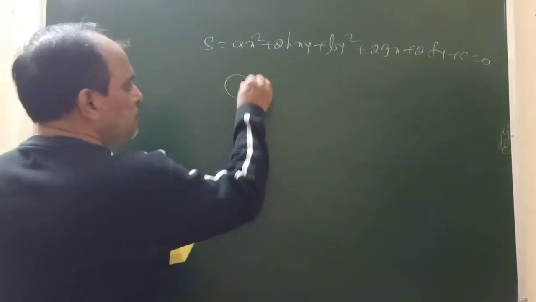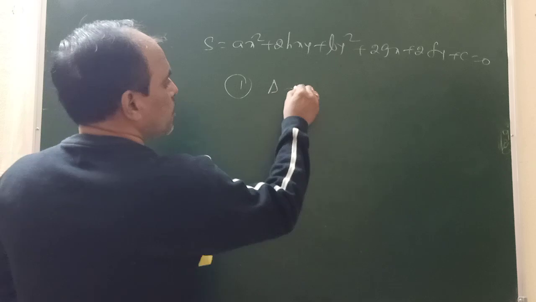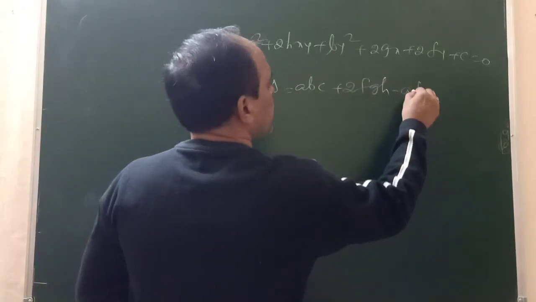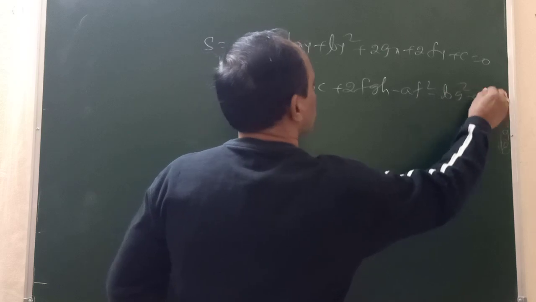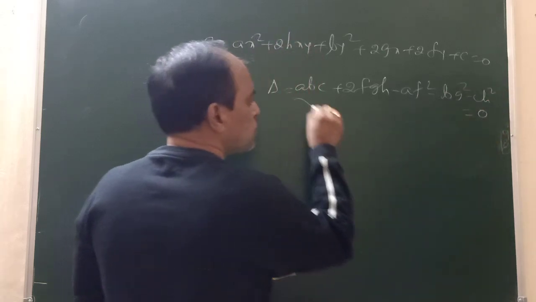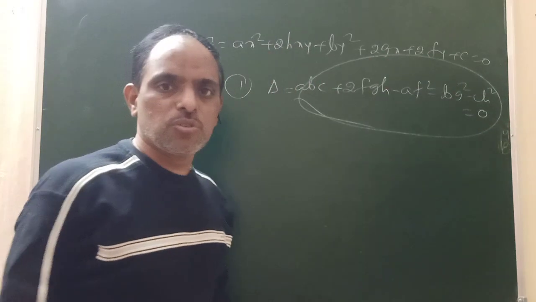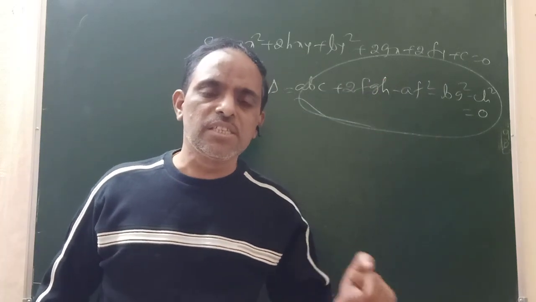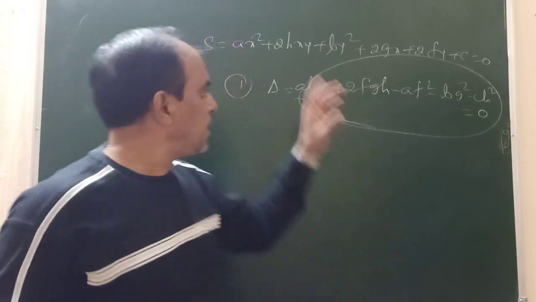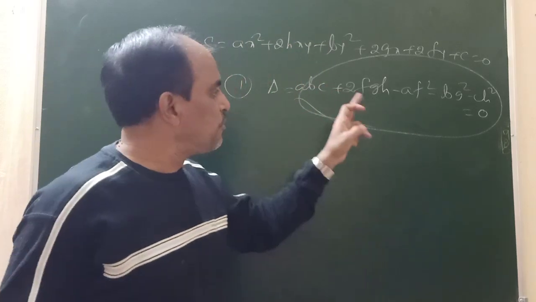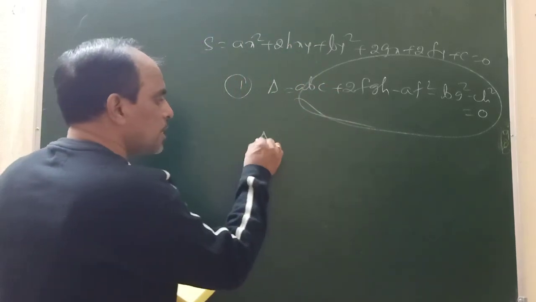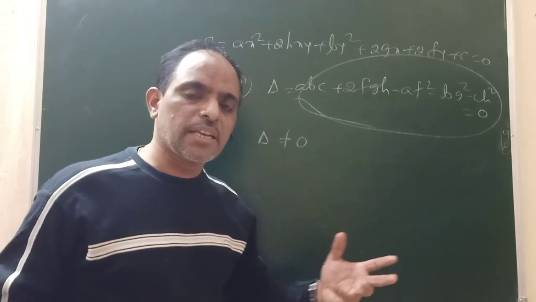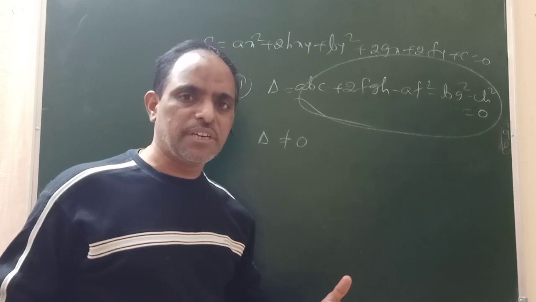For this equation, if delta, that is abc plus 2fgh minus af square minus bg square minus ch square, is equal to 0, then this non-homogeneous second degree equation always represents a pair of straight lines. So it involves two straight lines if it becomes 0. If it doesn't equal 0, then it will be a curve, either a circle, parabola, ellipse, hyperbola, whatever it is.